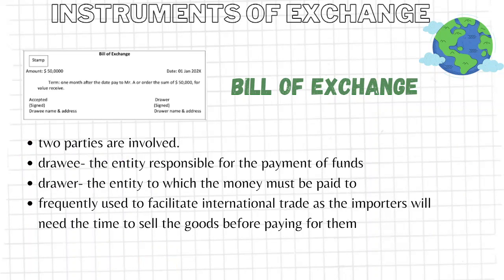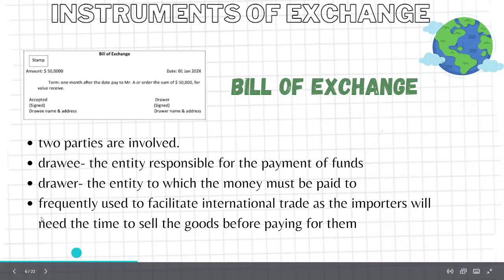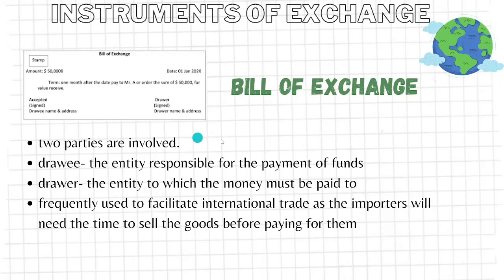So I have an example, and I'll come to it shortly, but I just want us to note some other things. Two or more parties have to be involved. We understand that the drawee is the entity responsible for the payment of the funds. So this is the person that is usually purchasing the items on credit. And then we have the drawer, and this is the entity to which the money must be paid.